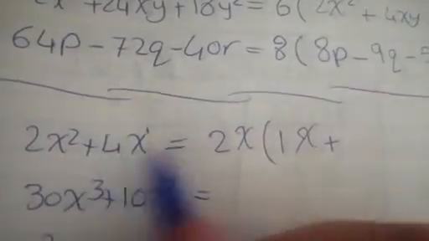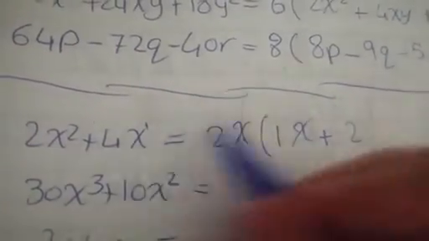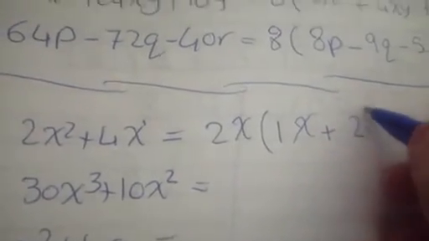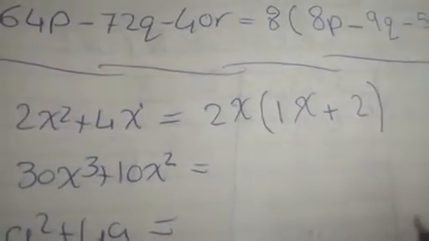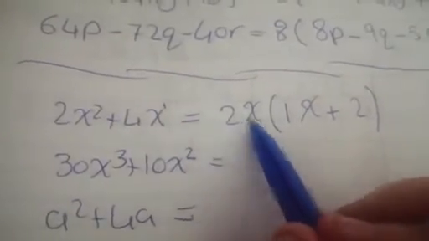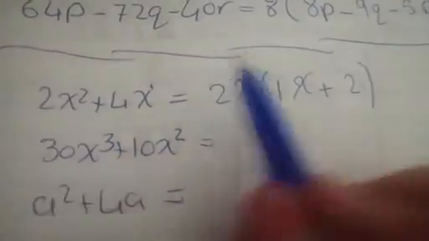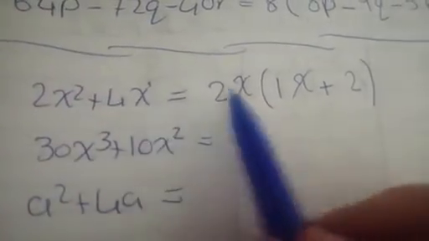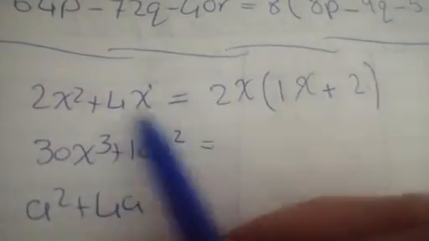Plus 4 divided by 2 is 2. X divided by x is nothing, it is 1. So 2 times 1, which is 2. Let's expand. Let's check. 2x, 2 times 1, 2. X times x, x squared. Plus 4x, should be 2 times 2, 4, and x as it is. So let's do the next one.